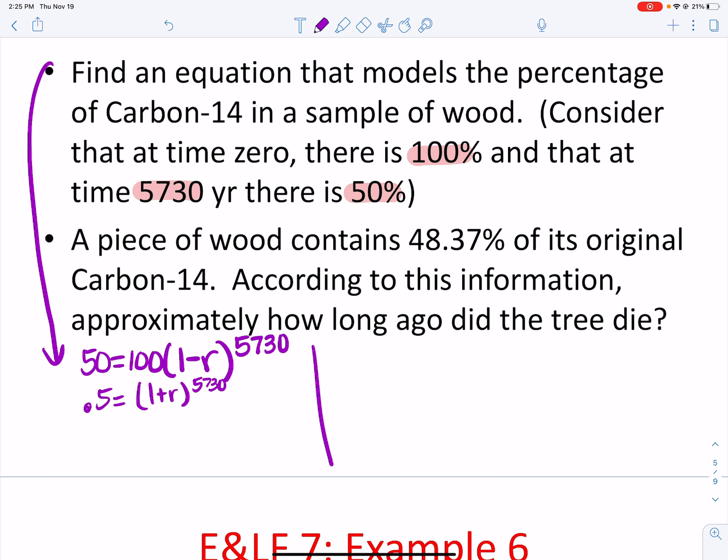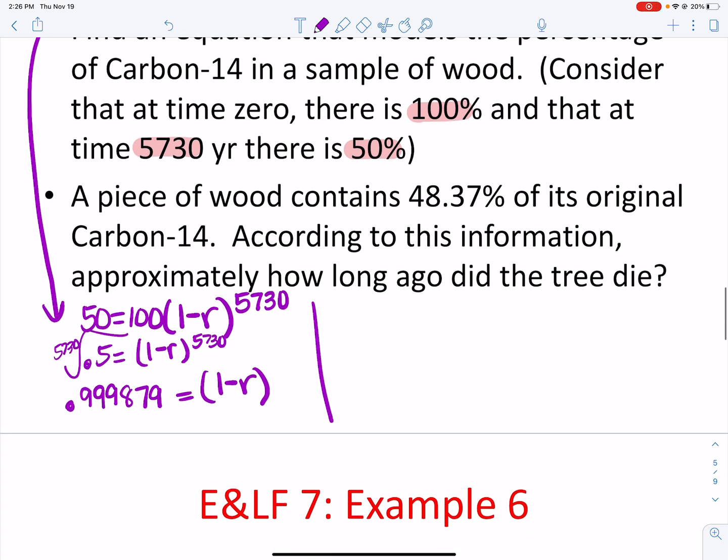Well, my exponent is not a variable, so I don't need logs. I need to actually take the 5730th root of this. So I'm going to take the 5730th root of 0.5, and I get... this should say 1 minus r. I just noticed that. Thank you to all of you that email me my mistakes. I just can't do 47 takes of these, so I'm going to make some mistakes. So this is 0.999879, and that's what 1 minus r equals. So that's basically what I could put in the parentheses.